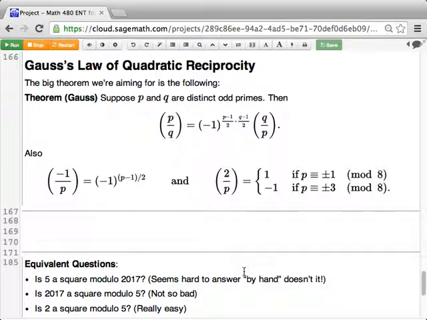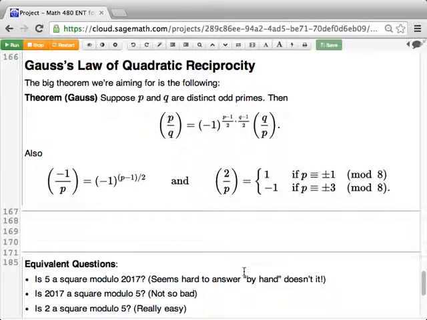It's the statement. So remember, this notation, p over q, is defined whenever the denominator is an odd prime, and that's the condition. So if you have two distinct odd primes, here's the amazing thing that happens. Both sides of this equation are a number that's either 0, -1, or +1. And actually, neither side is 0 because they're distinct primes. So this is a number that's either +1 or -1. That's a number that's either +1 or -1.